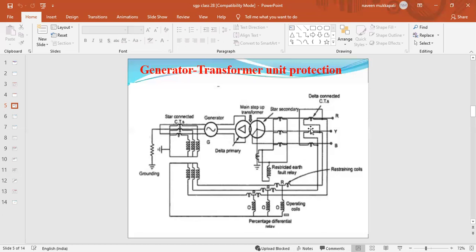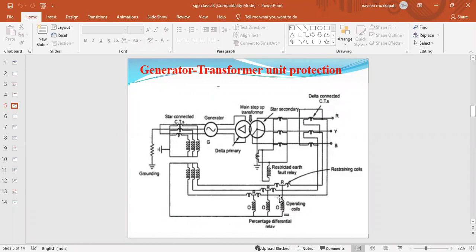In that case, short circuit currents are flowing through the CTs. Due to the flow of these short circuit currents, there is a change in the balance of the CTs. Therefore, we obtain the algebraic sum of these two currents of the CTs. That algebraic sum of currents will be flowing through the relay coil.